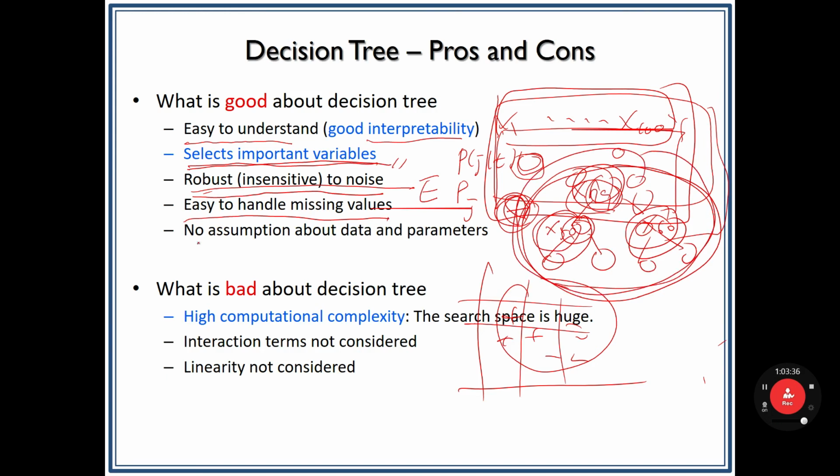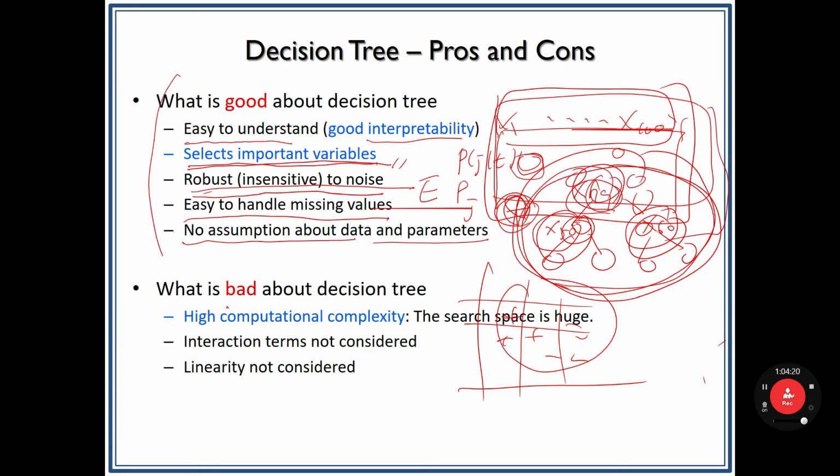And there is no assumption about data and parameters, okay? Which means that, for example, in linear regression, we assume that the observation y comes from the normal distribution. The decision tree doesn't make such an assumption, okay? So it's quite a good method for classification, and this is the method that I use whenever I solve a real problem. This is one of the methods that I try to solve real problems. So it is quite good to know about decision trees.